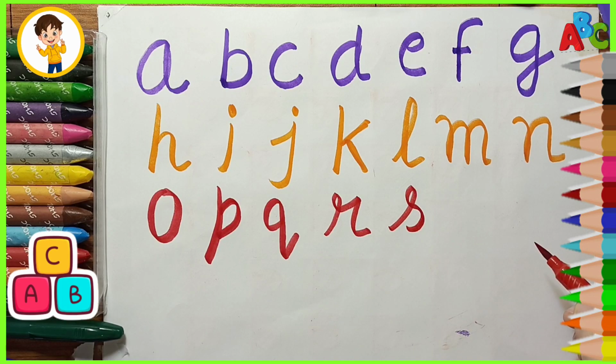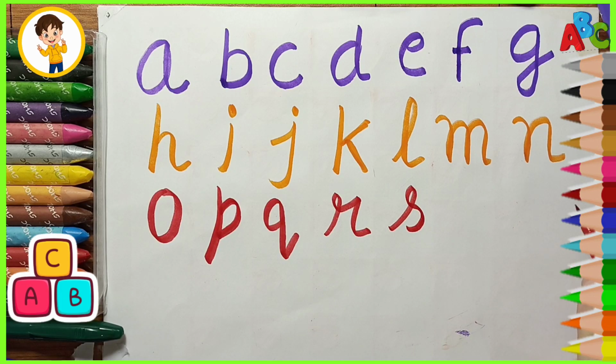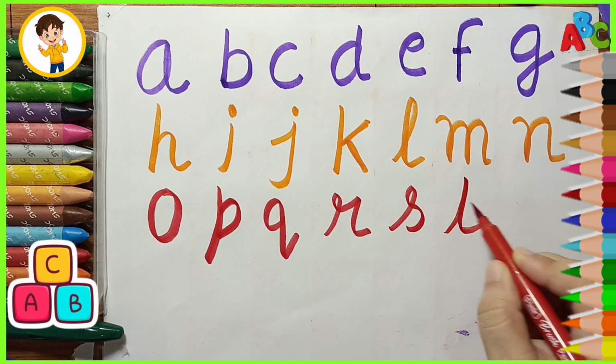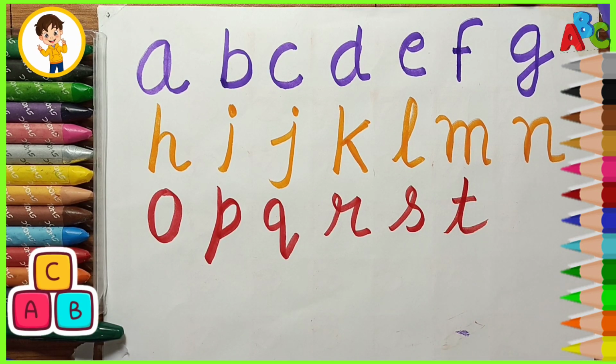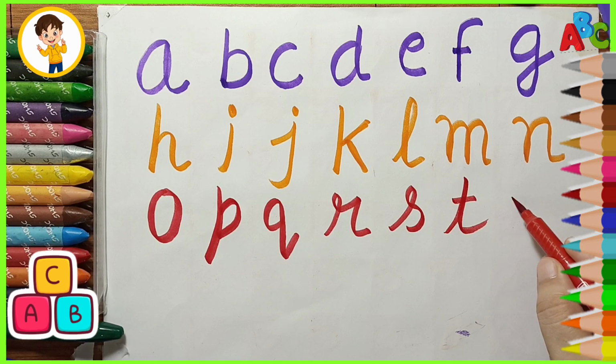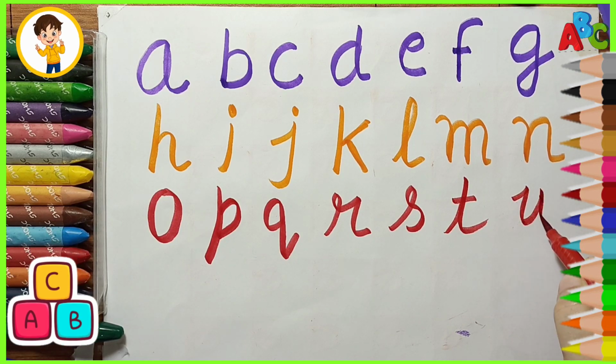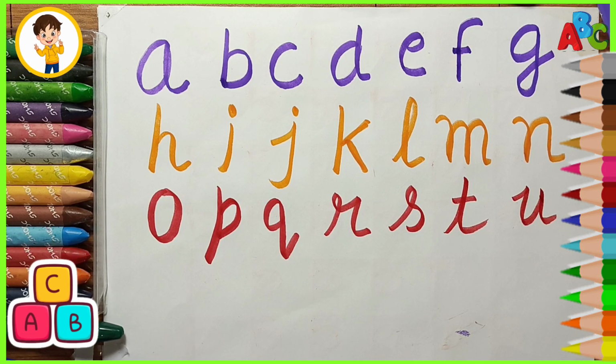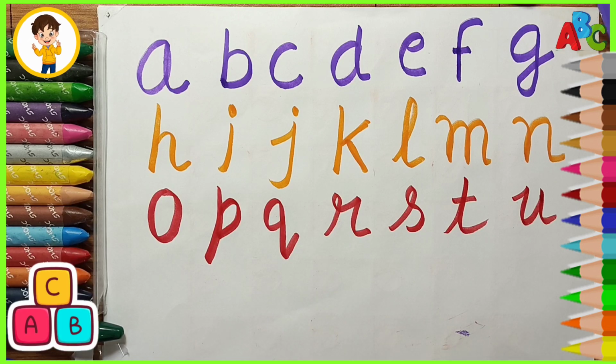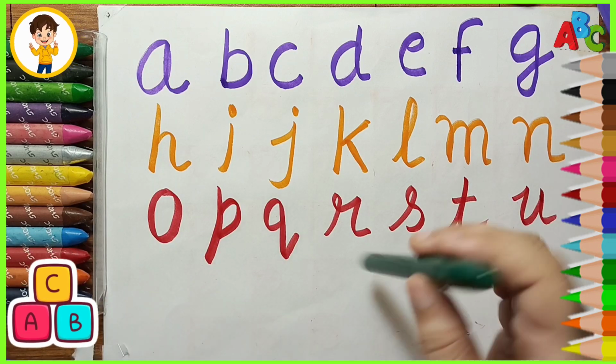S. S for sheep. T. T for tiger. U. U for unicorn. Green color.